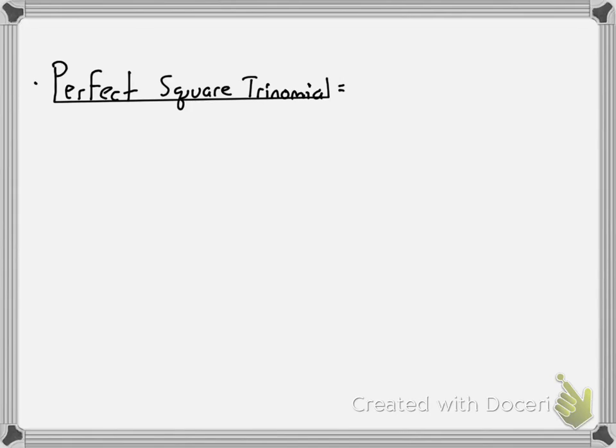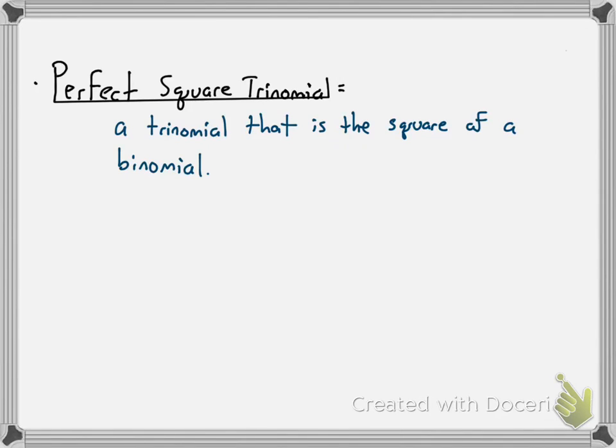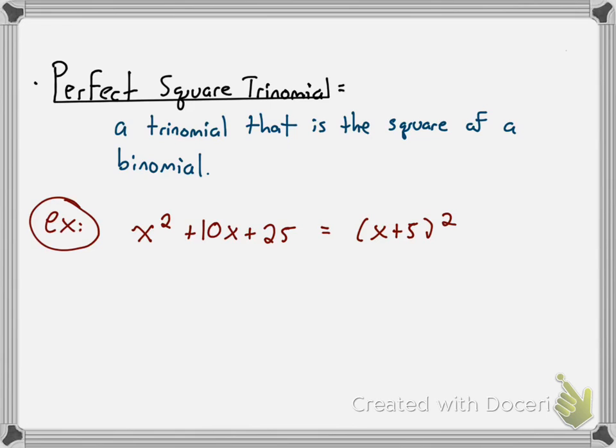Next thing we're going to talk about is perfect square trinomials. A perfect square trinomial is a trinomial that is the square of a binomial. What that looks like as an example is this. X squared plus 10x plus 25 is a trinomial because we have 3 terms. But it could be simplified to just say x plus 5 squared. X plus 5 is a binomial. If I square it, it would give me x squared plus 10x plus 25.